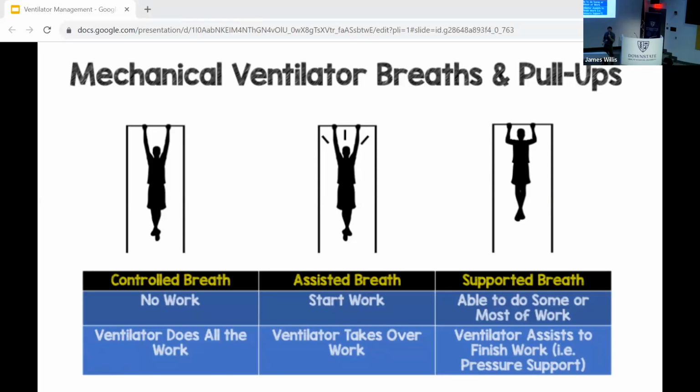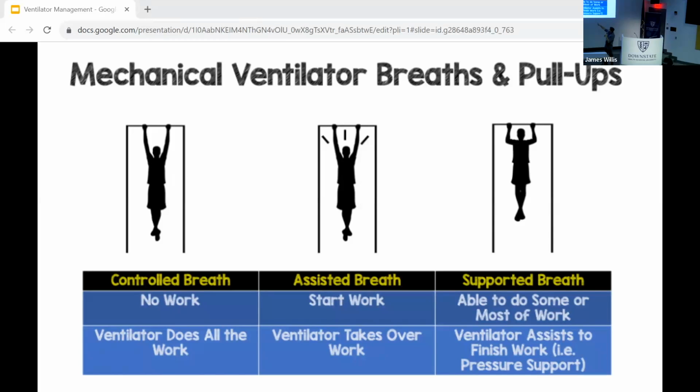And a controlled breath, which we just talked about, is basically the ventilator doing all the work. The patient can't do any work. They may be paralyzed, so maybe us preventing them from doing any work. Or they may be completely obtunded or just frankly deeply sedated, so they can't do any work. Not a good idea to keep a patient like that because then they'll atrophy, the rehab will be long, the course will be long. But sometimes they need it up front, that may be necessary.